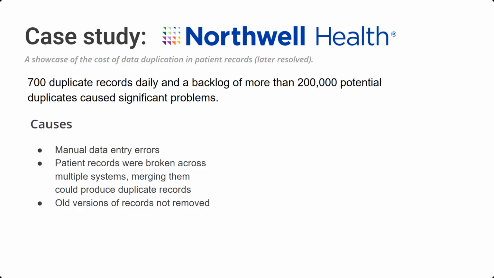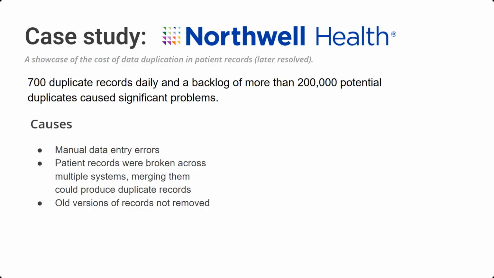Also, a big source of errors and duplicates was manual data entry, where people created new patients without realizing that this patient already exists in the system, so there is no need to create it again. You simply need to update existing records. But sometimes it was hard to find the patient because the information was spread across multiple systems. So sometimes the staff resorted to just creating a new patient record, and that was a problem as well.